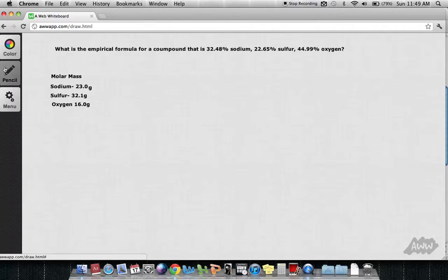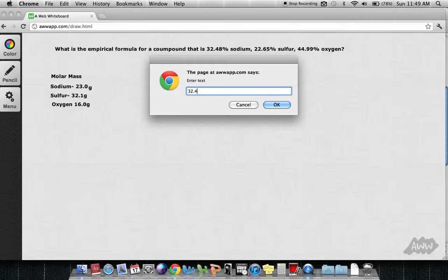So in order to find the empirical formula, you're first going to have to take the percentages and then divide each element's percent by its molar mass. So for sodium, it would be 32.48 divided by 23.0 grams, which should equal 1.412 moles of Na.